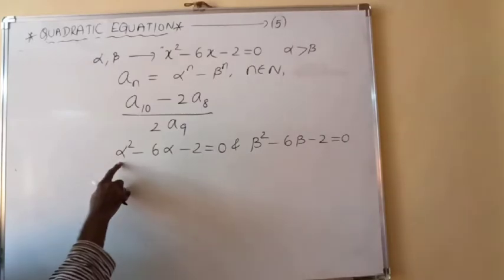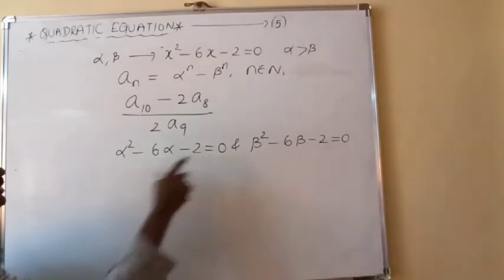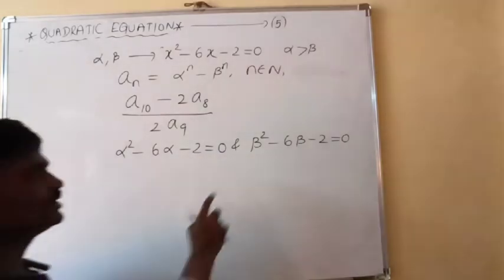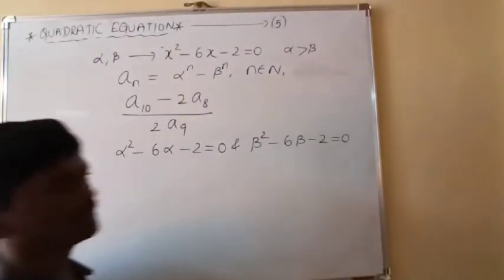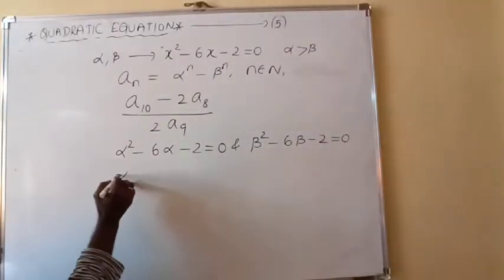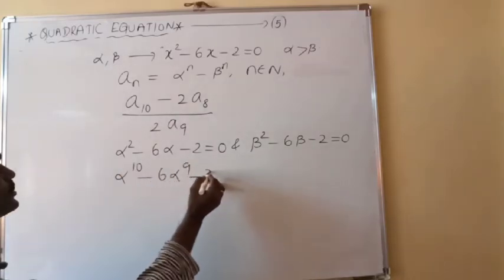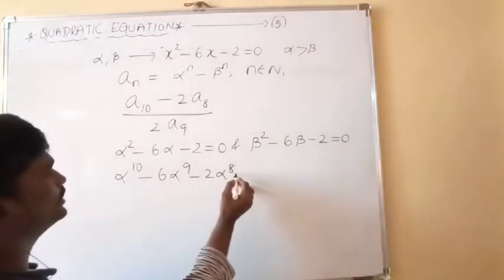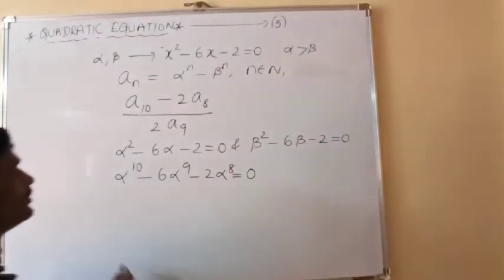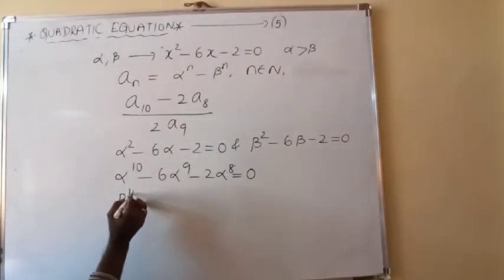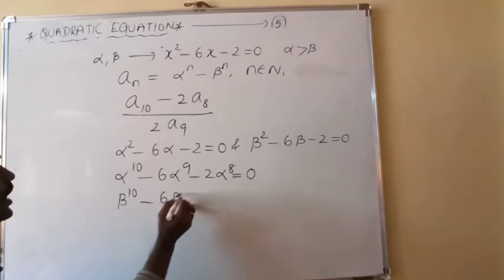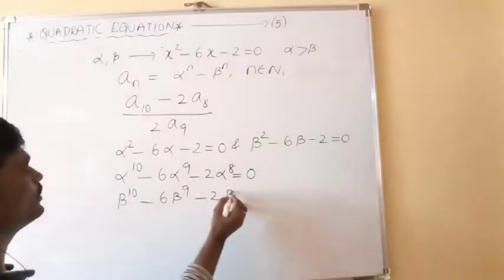So to get alpha power 10, what do we have to do? We have to multiply throughout the equation by alpha power 8, and similarly, this equation by beta power 8. By multiplying alpha power 8, we get alpha power 10 minus 6 into alpha power 9 minus 2 into alpha power 8 is equal to 0. By multiplying with beta power 8, we get beta power 10 minus 6 into beta power 9 minus 2 into beta power 8.